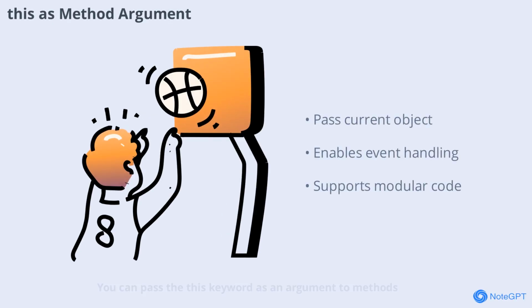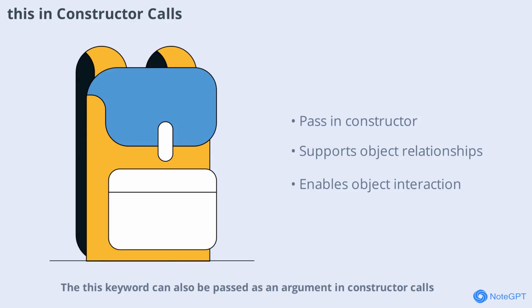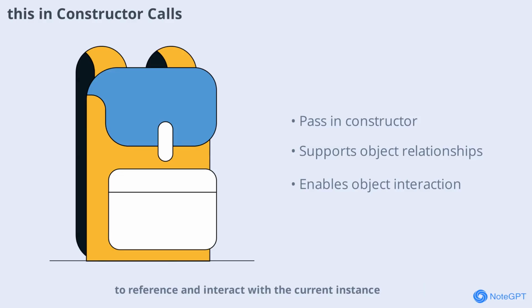You can pass the this keyword as an argument to methods. This is especially useful in event handling or when you need to pass the current object to another class or method. By passing this, you allow other parts of your program to access and interact with the current object, enabling more flexible and modular code. The this keyword can also be passed as an argument in constructor calls. This is useful when you want to use the current object in another class, such as when setting up relationships between objects. By passing this, you make it easy for other classes to reference and interact with the current instance.